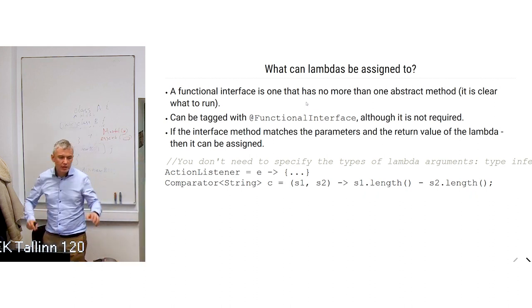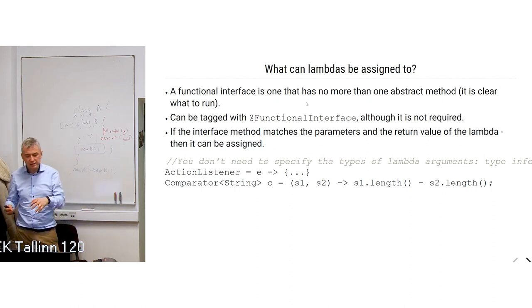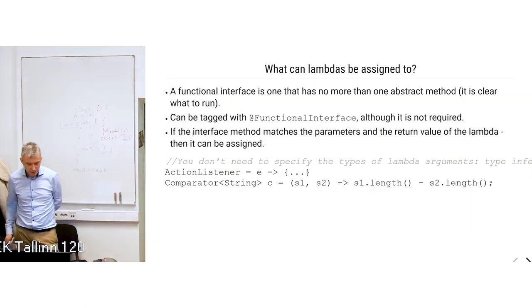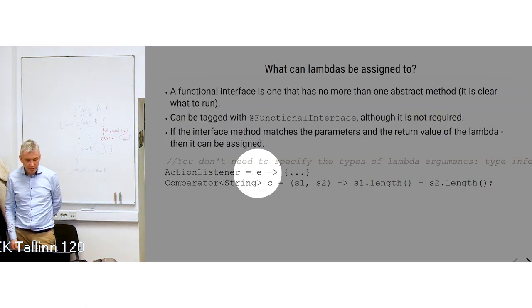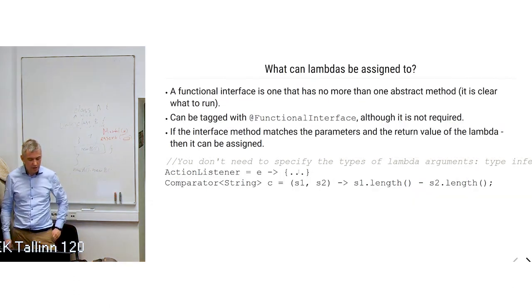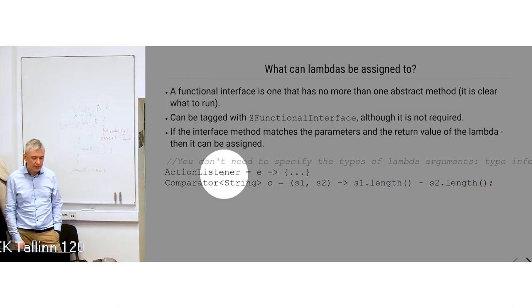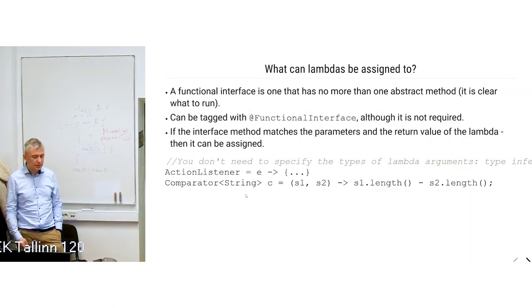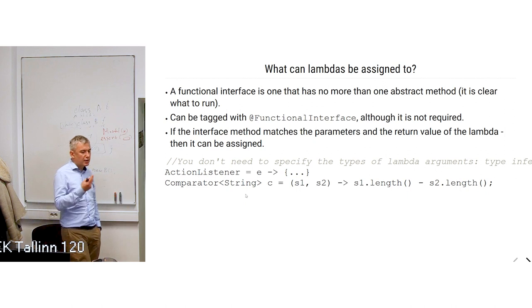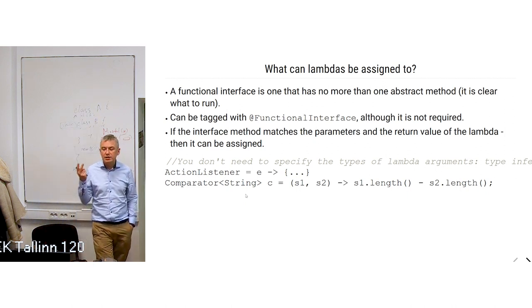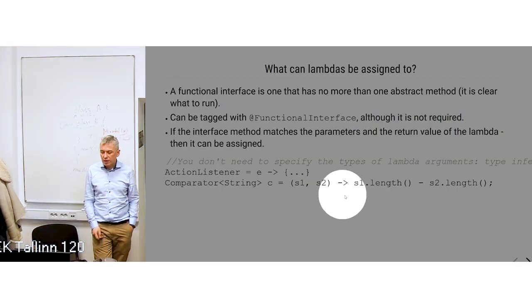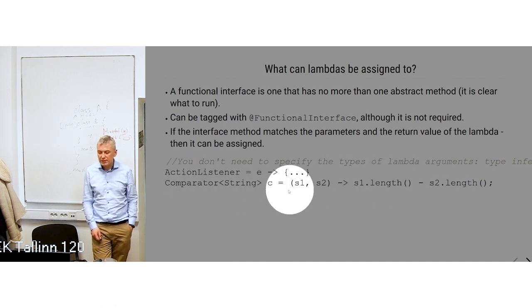In order to assign a lambda expression to a functional interface, the interface method must match the parameters and the return value of the lambda. Like in this example, an action listener is something like e to something. It doesn't return anything, so it might be void. So ActionListener is assignable to this sort of lambda. Comparator of String has one method called compare, and it accepts two string arguments, and it expects an integer result. So here we have a lambda expression that's compatible with this type. So this assignment will compile and work.